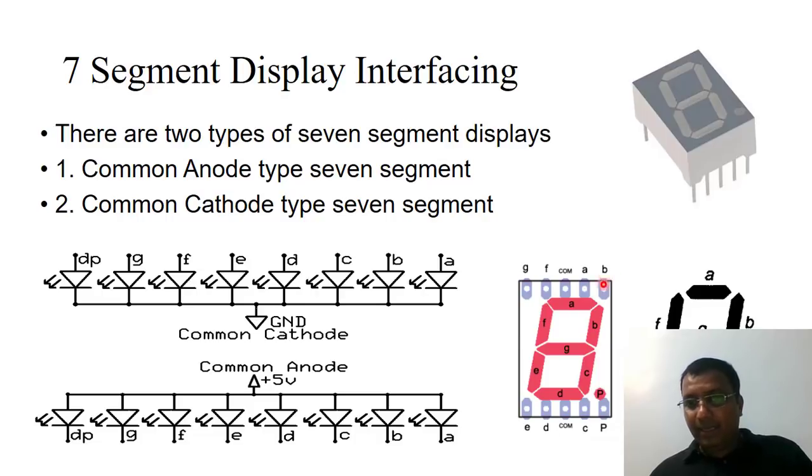Here it is A, B, C, then this is the polarity pin, D, E, F, G and DP. So it is actually DP. So we have here A, B, C, D, E, F, G. This is the structure of a 7-segment display.